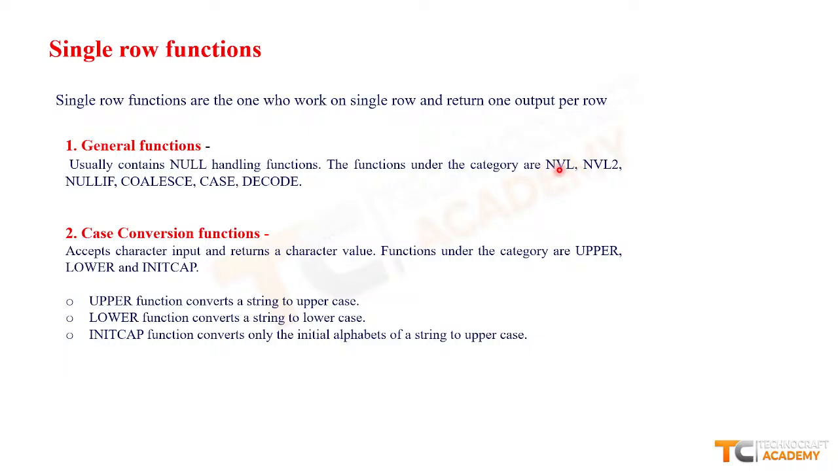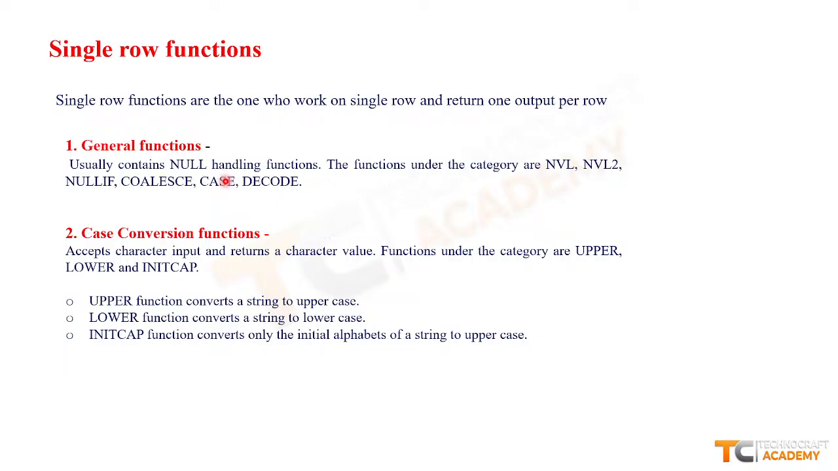Okay, so we have covered NVL2 and NULLIF. So the next general function is COALESCE. So let's check into this. COALESCE returns us the first non-null value from whatever the arguments we pass. So it returns us the first not null value.